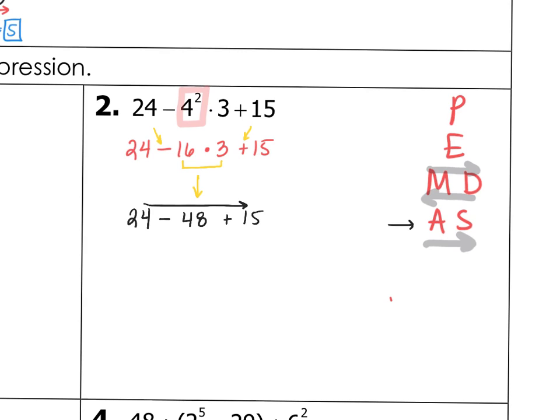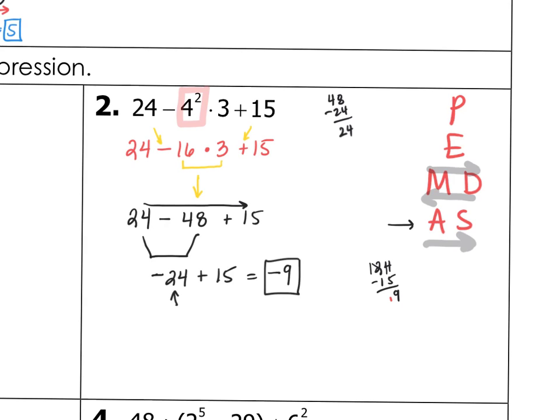So, 24, take away 48, which is the same as 48 minus 24, but with a negative. So let's subtract here. It's going to be negative 24, and that's going to add to 15. Negative 24 plus 15 is the same as 24 take away 15, but with a negative on it because this one's heavier. So let's subtract, and that answer is going to be negative 9.